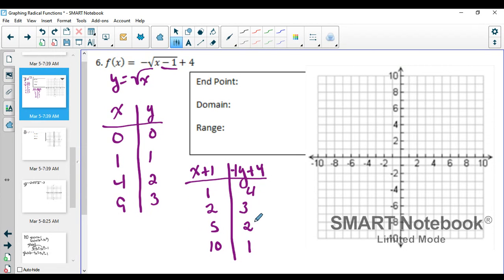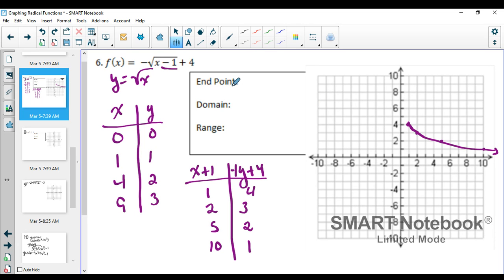So now these are the points that we're going to graph. All right, so (1, 4), (2, 3), (5, 2), and (10, 1). And there we go. So that is our graph of that function.